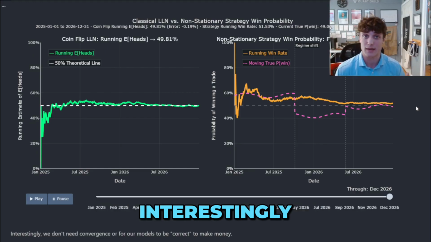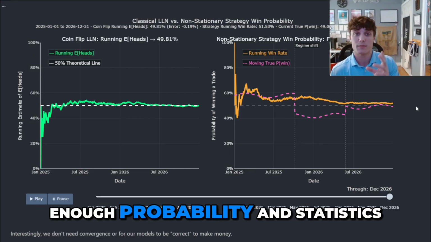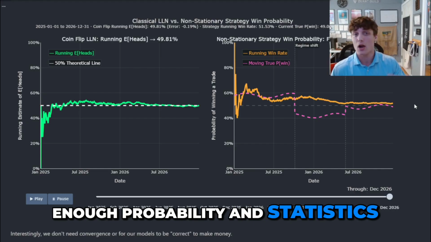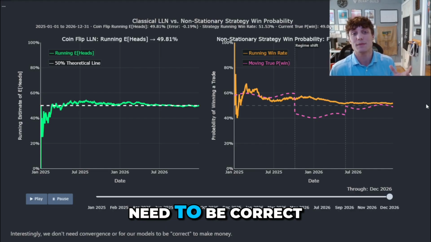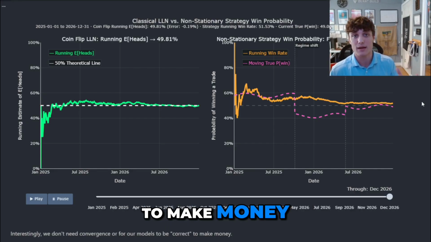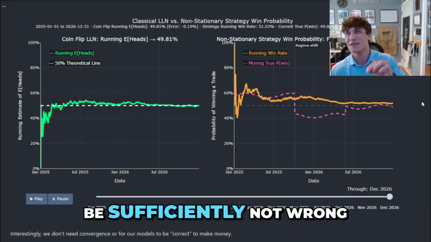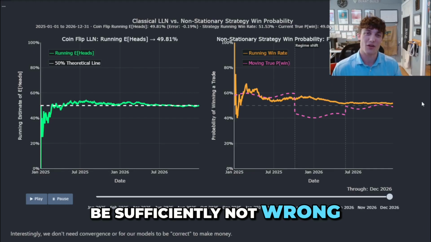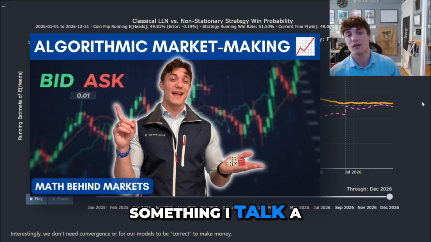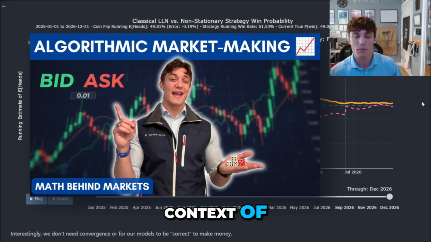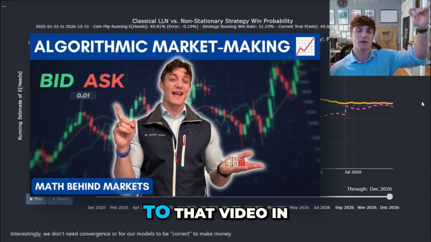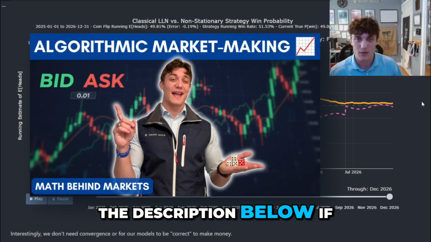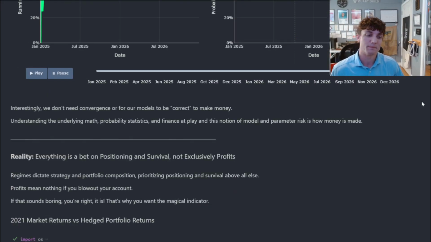Now, interestingly, and if you understand enough probability and statistics, our models do not need to be correct to make money. They just need to be sufficiently not wrong. Something I talk a lot about in the context of market making. I'll leave a link to that video in the description below if you're interested.